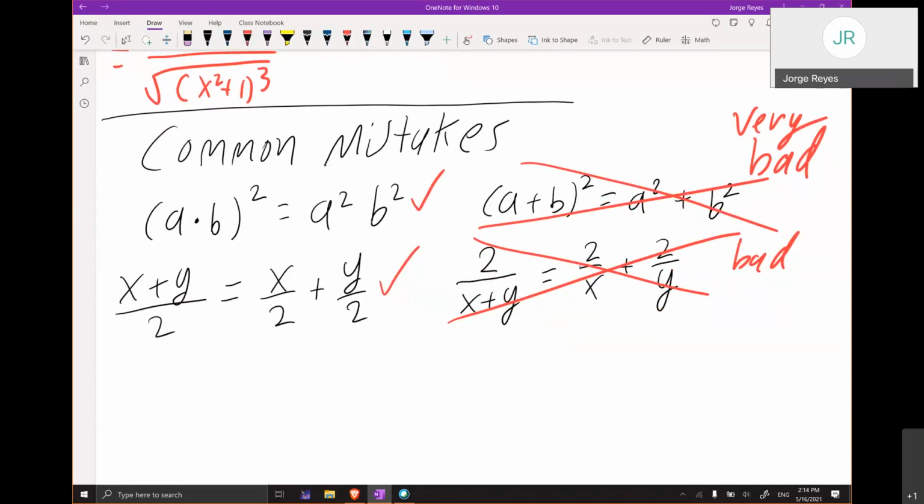You can go into the notes folder and read 4.1, and there's a little table at the end if you want to see all of the common mistakes. But these are the two big ones that I wanted to explain and make sure you guys do not do.